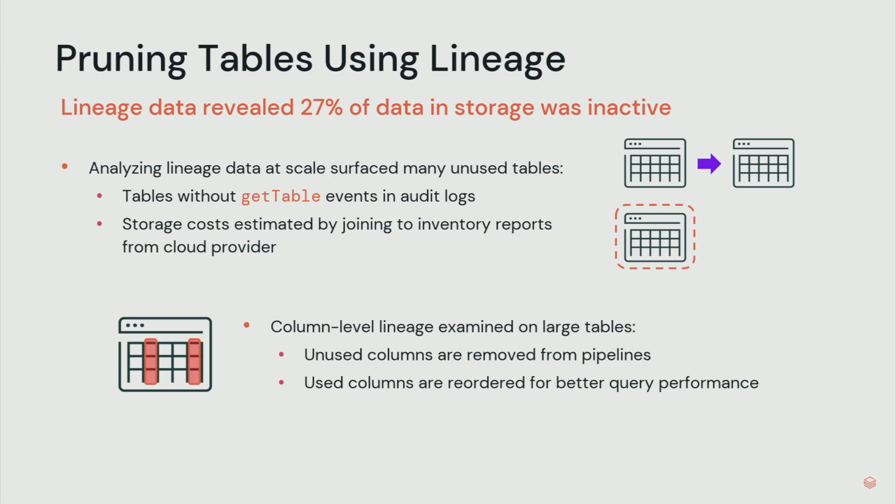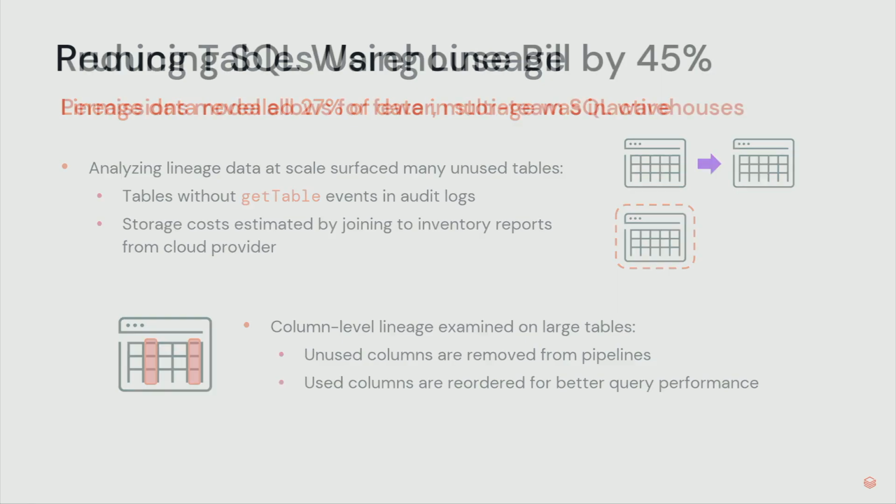And if columns are being used, something cool that we started to do is look at the ordering of the columns. With Delta tables particularly, you collect statistics on the first 32 columns of a Delta table. So for the columns that are being frequently accessed, we want to make sure they're in the right order. That also helps with query performance for downstream users.